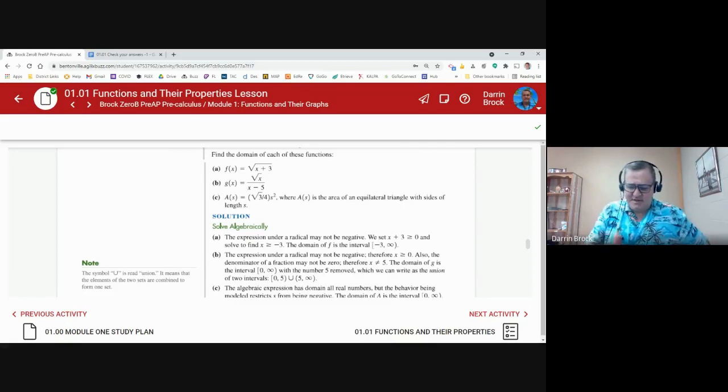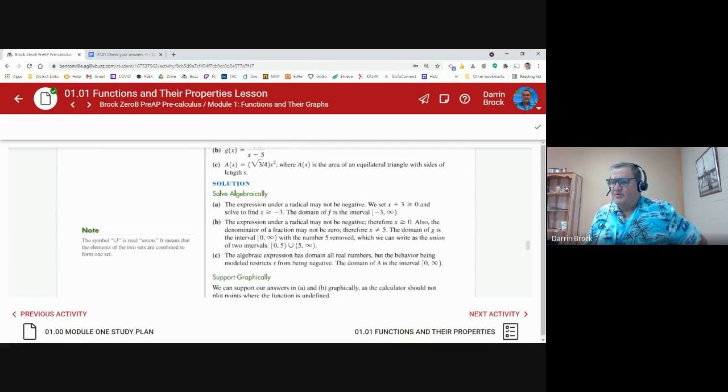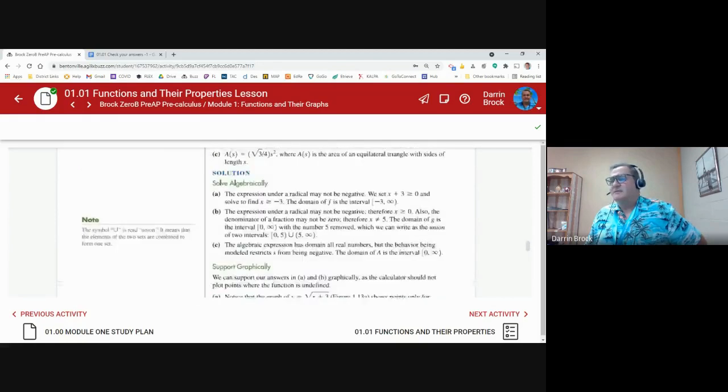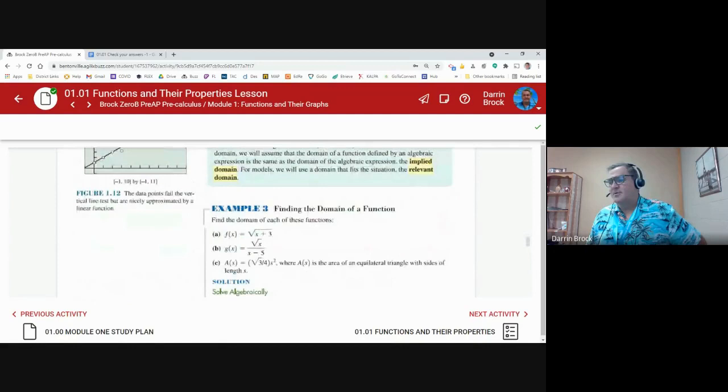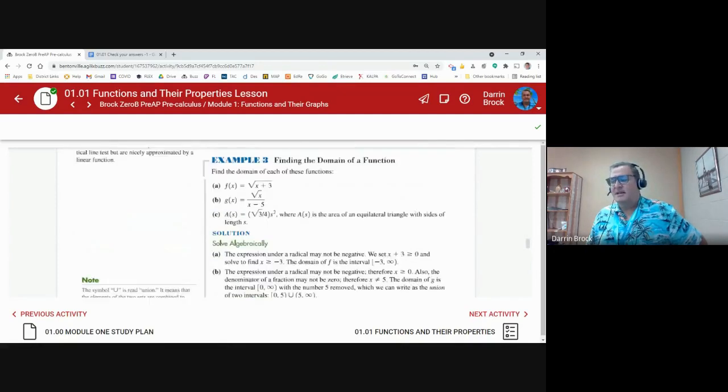It's the set of all x's such that x is greater than or equal to 0, with the exception of 5. x cannot equal 5. So when you go through this, you need to go through these lessons, look at the examples. You can do them on paper, you can do them in your head, see if you're understanding.